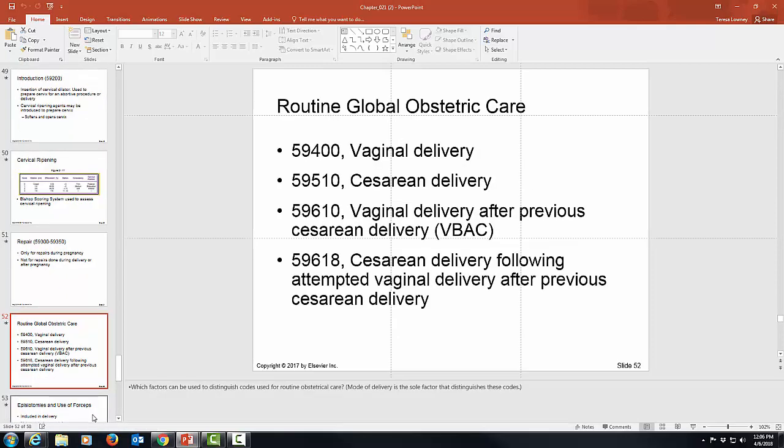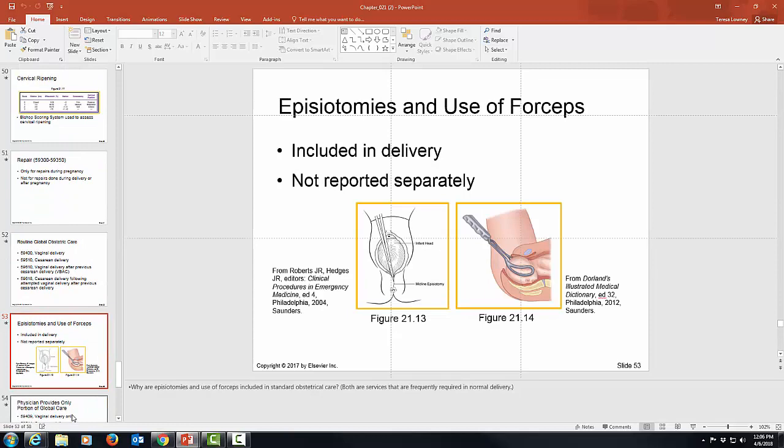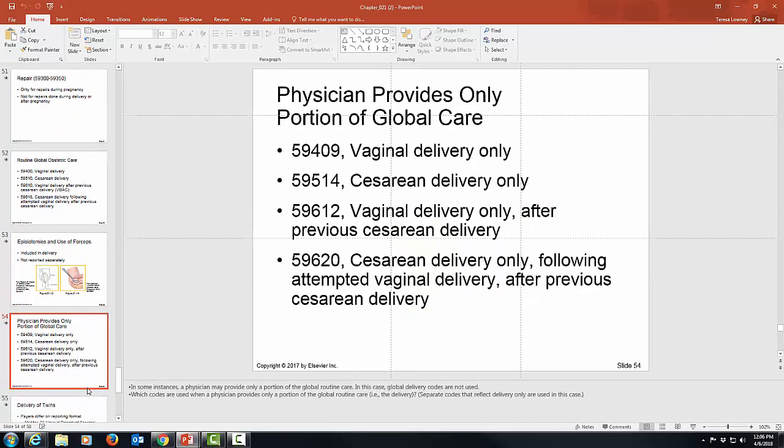Routine global obstetrics care. Those are all the codes that we had talked about just a minute ago. They're all listed there. Episiotomies and use of forceps are included in the delivery and not reported separately. The physician provides only a portion of the global care. If it's only for the vaginal delivery, you would code it 59409. Patient has a cesarean and your doctor doesn't do that, or your midwife can't do that, you would report 59514. If it's a vaginal delivery, again, 59612 after a cesarean or after an attempt to have one.